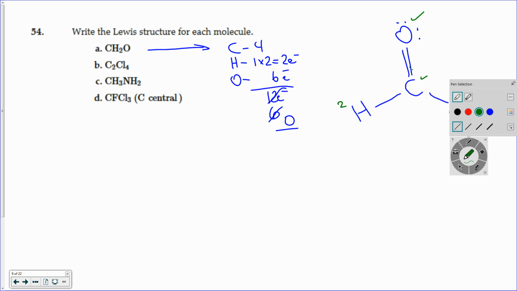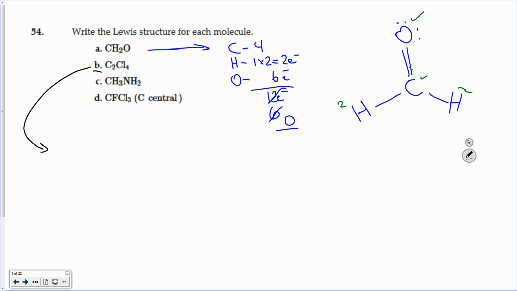All right, let's try the next one. Let's go ahead and do B. So B says it's C2Cl4. So carbon has 4 times 2, that's 8 electrons. Chlorine has 7 times 4, that's 28. So somewhere I've got to put 36 electrons around it.